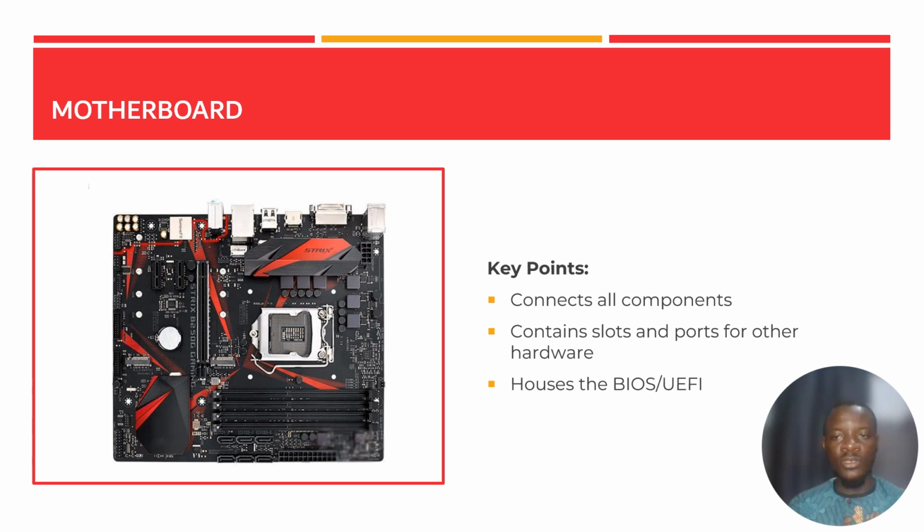Then we have the motherboard. The motherboard is like the central nervous system of the computer that houses all these components we have looked at. It provides connection for all other components and allows them to communicate with each other. It contains the BIOS or the UEFI, which is the firmware that helps start your computer and manage hardware.